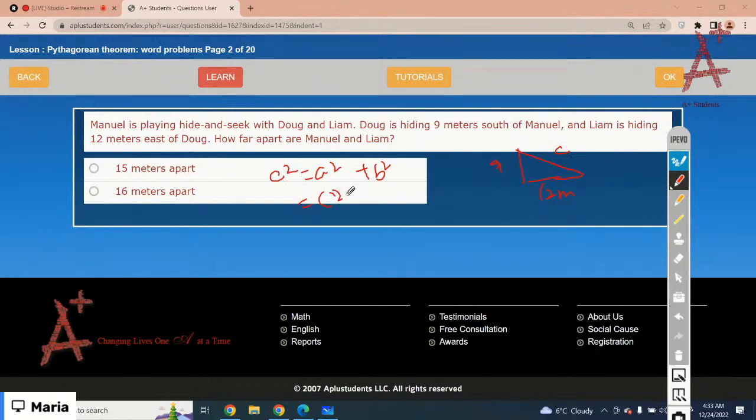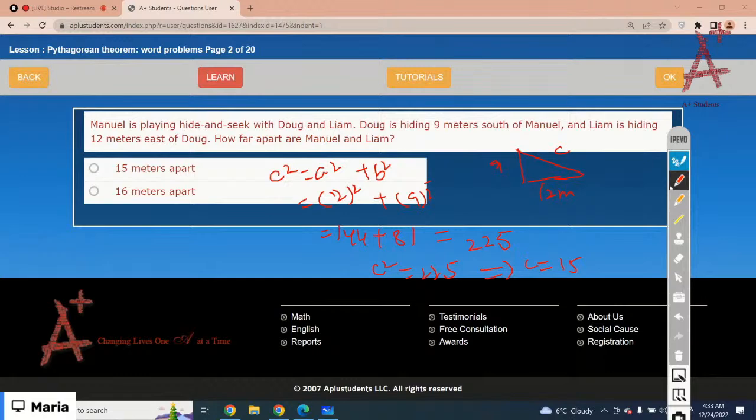So A is 12 square plus B is 9 square. It would be 12 square is 144 and 9 square is 81. So it would be 225. Got it? So square root both sides and it would be C square equals 225. Then C equals 15. Got it? So the correct option is 15 meters apart.